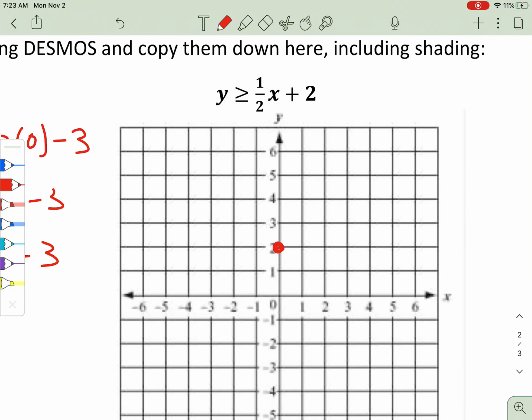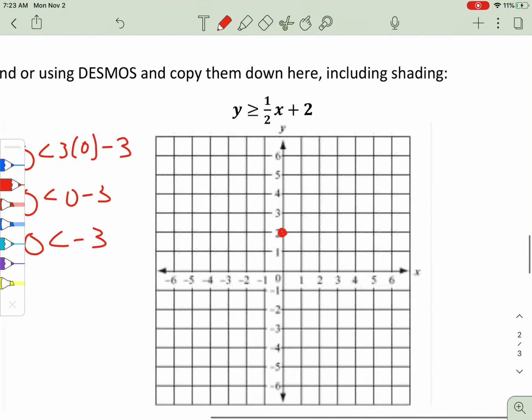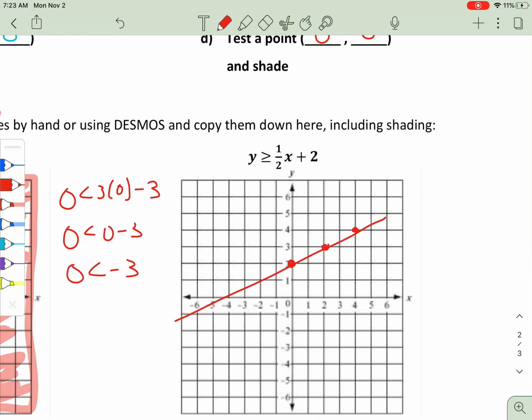Okay, we've got a positive 2 as our y-intercept. Our slope is 1/2, up 1 over 2, up 1 over 2. Okay, this one does have a line underneath, so this is a full line. Okay, so we graph it that way. Draw our arrows. Okay, and then we're going to pick a test point.